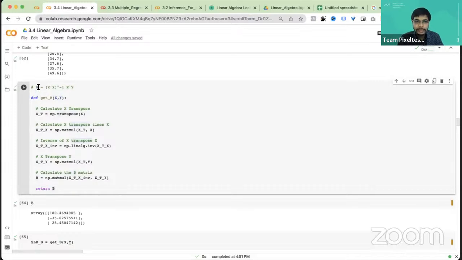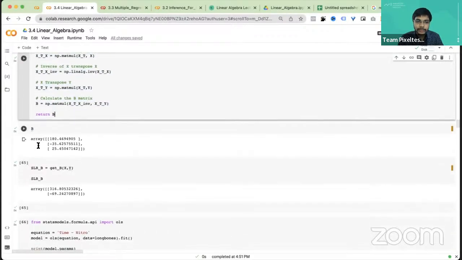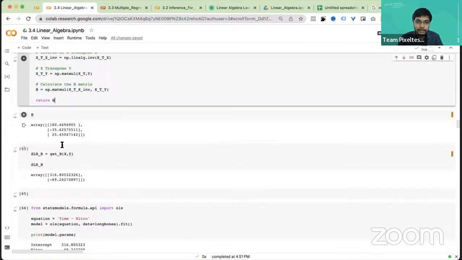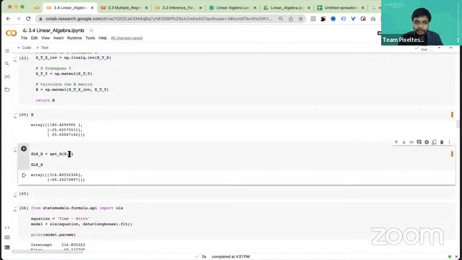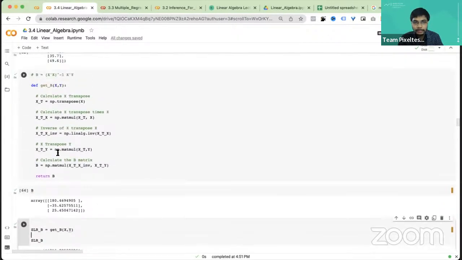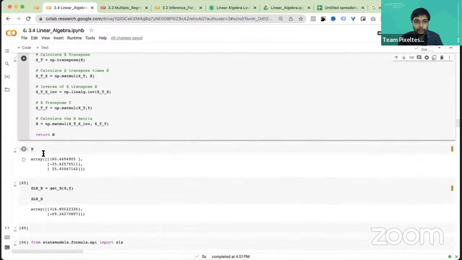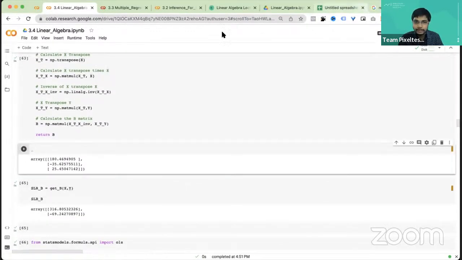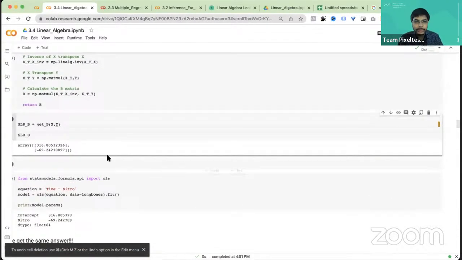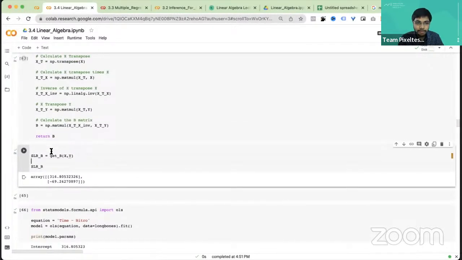So now what we have created here is a function which is going to calculate all these values and return B. So when we are returning B, whatever values of X and Y you pass in are going to give an output in this particular format. Here, I'm not going to print B because B already has some values which were calculated elsewhere.